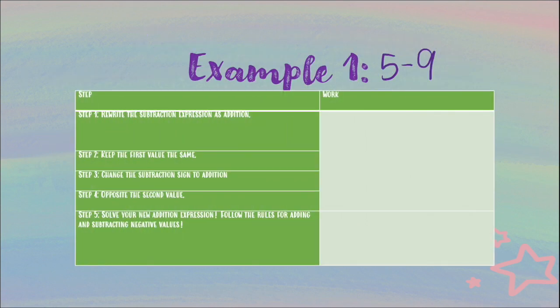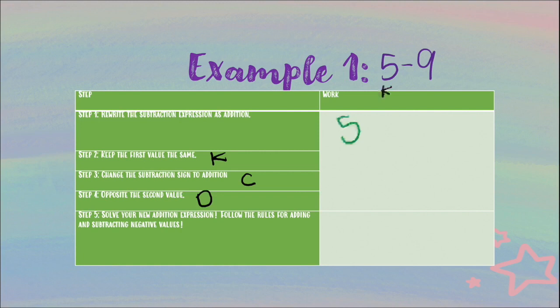All right, my friends, let's go ahead and go through our first example here. So we have positive 5 minus positive 9. And I know that this is subtraction, so I need to rewrite this as addition, which means I'm going to keep that first value the same. We're going to change that subtraction sign to an addition sign, and we're going to use the opposite of the second value. So we'll start with keep. The first value is going to stay the same. Positive 5 will remain positive 5.